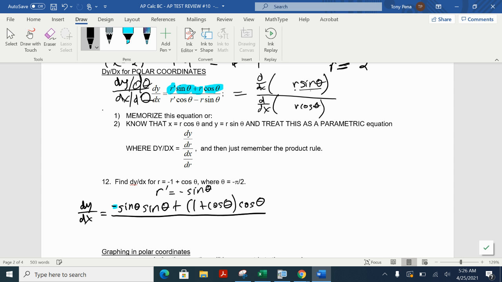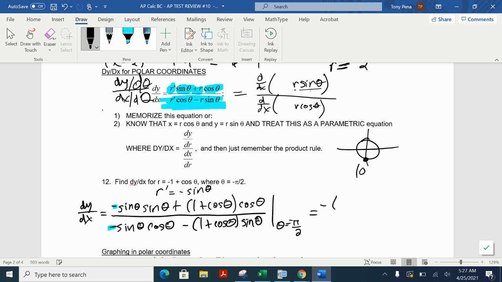And then all that gets divided by, and then now I'm just going to fill in this stuff right here. So r prime is that negative sine of theta, cosine theta, minus your r is again the original equation, times sine of theta. And then we now want to evaluate this at the angle of negative pi over 2. So throw all those in. Let's see here. All right, so negative pi over 2 is just down here. So that's going to be the 0, negative 1.